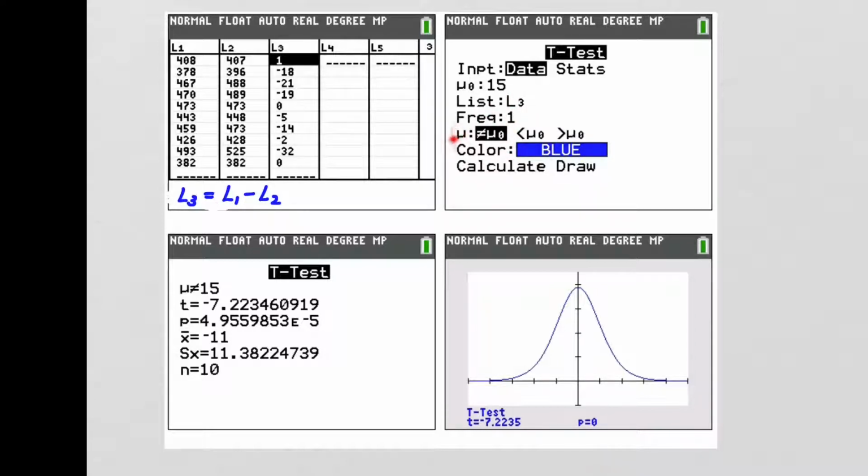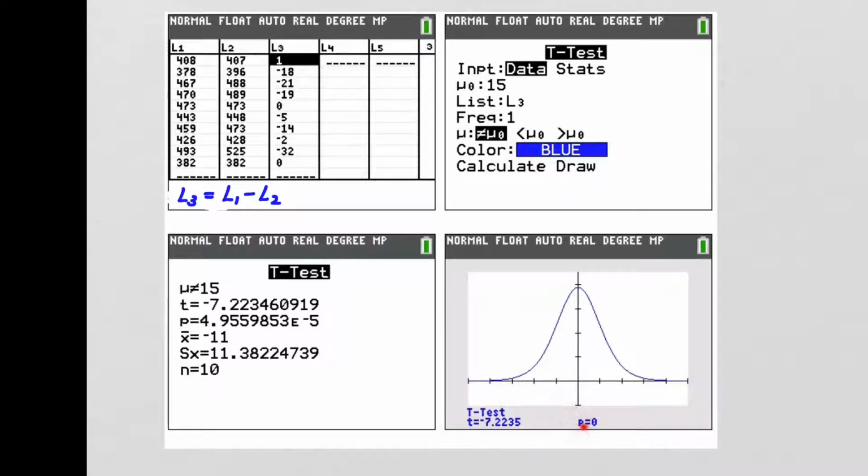The alternate hypothesis is not equal to. This is a two-tailed test, so I make sure that that's selected. And then I can choose either calculate or draw. And I gave you both options down here. So if you choose calculate, you get this screen. If you choose draw, you get this screen. I personally like draw because really all I want out of here is the test statistic, T, and the p-value. And actually the homework, they don't ask you for the test statistic, they just ask you for the p-value.